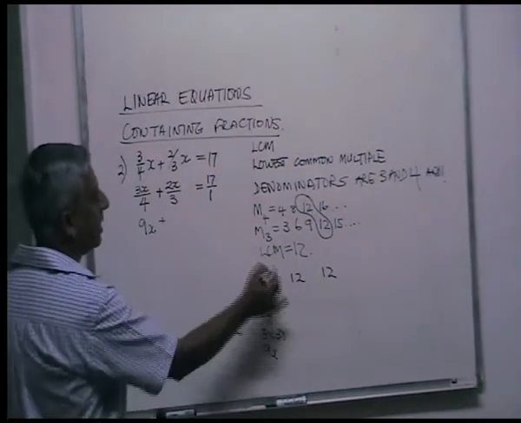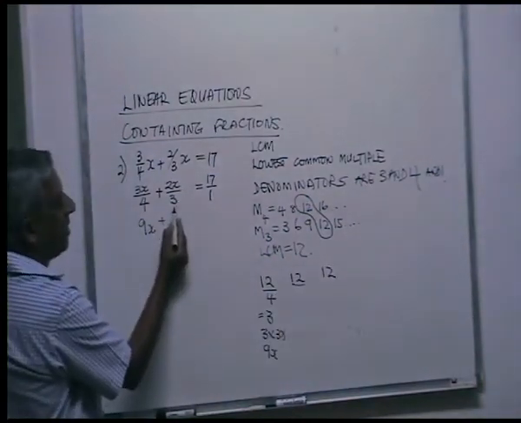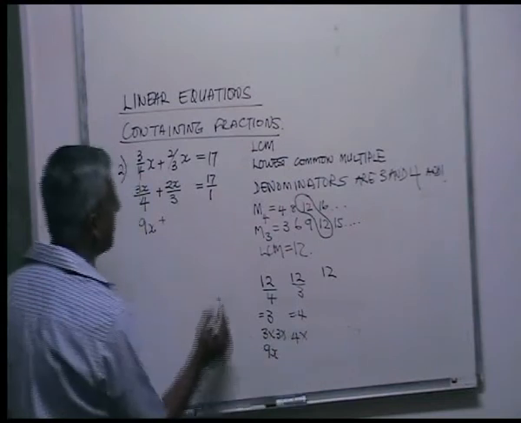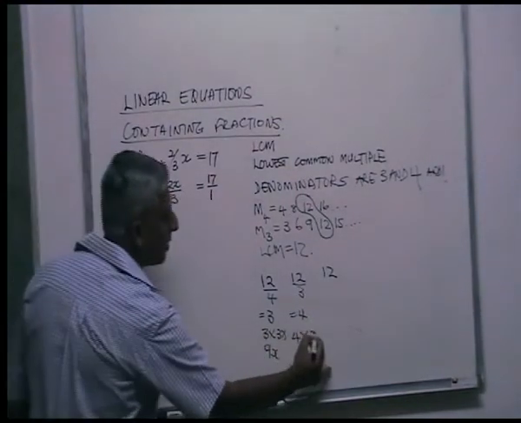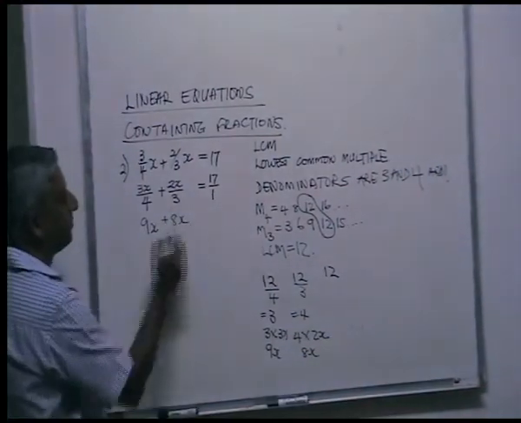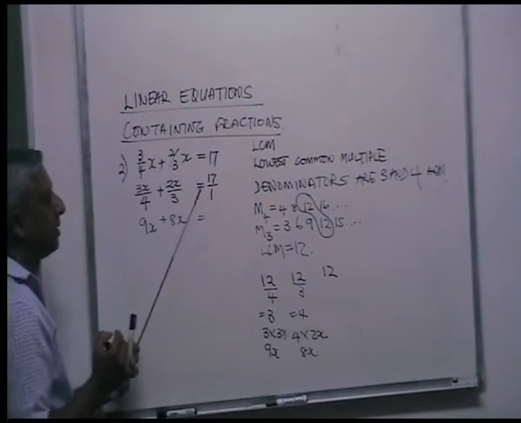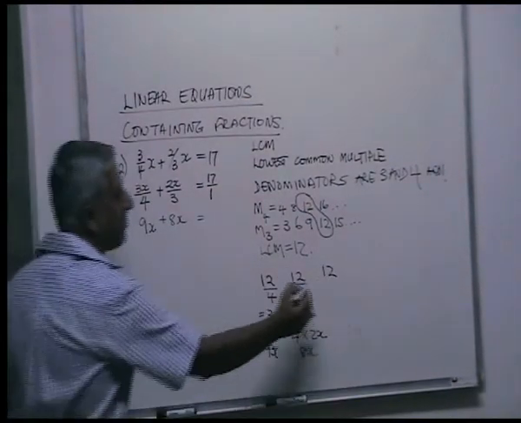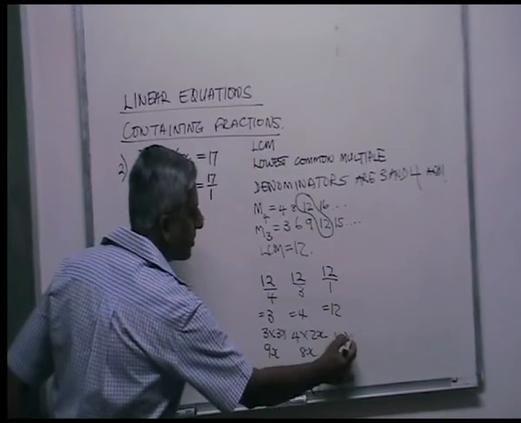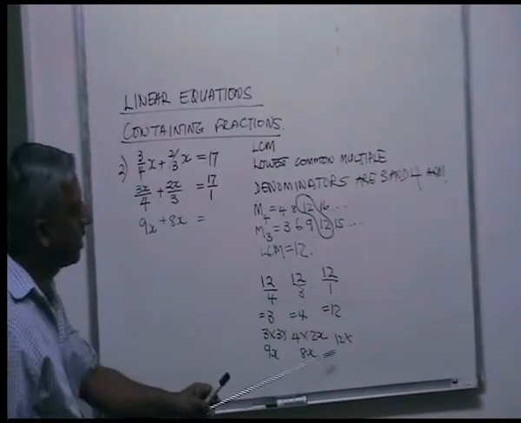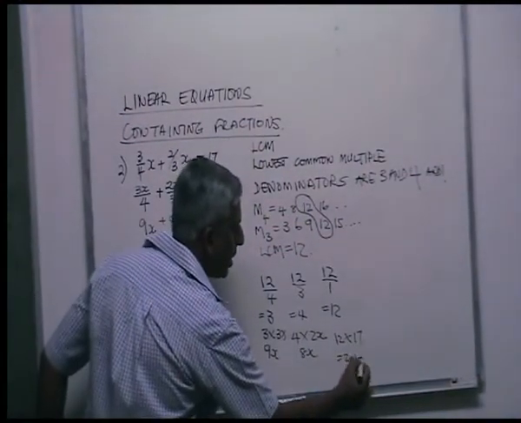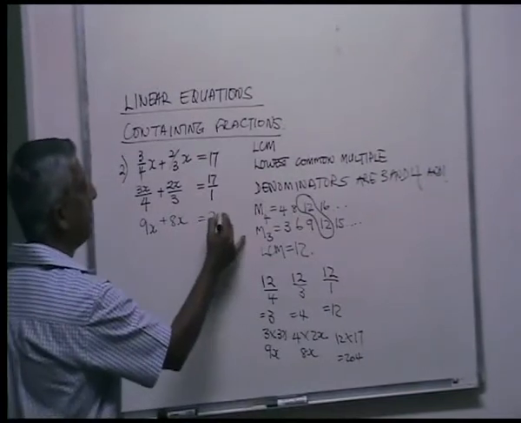Plus. Now, you take the 12 and you divide it by this 3. 12 divided by 3 gives you 4. Then you say 4 times whatever is on top, 4 times 2x, and what do we get? 8x. So you write the 8x here. Then the last one. The denominator is 1. The LCM is 12. Divide 12 by 1 and the answer is 12. Then it will be 12 times the numerator, 12 times whatever is on top, 12 times 17. And that gives you 204.